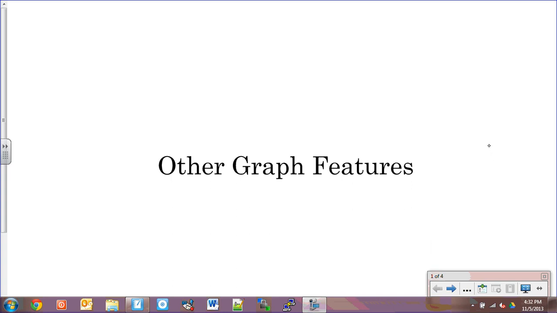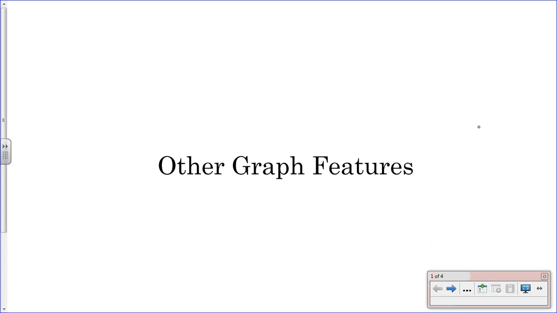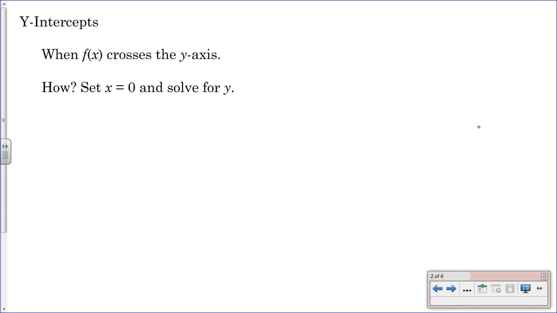In this video, we're going to discuss other graph features. All right, so the first feature we're going to go over is the y-intercepts. What is a y-intercept? Well, it's when f of x crosses the y-axis. How do we find it? You set x equal to 0 and solve for y.